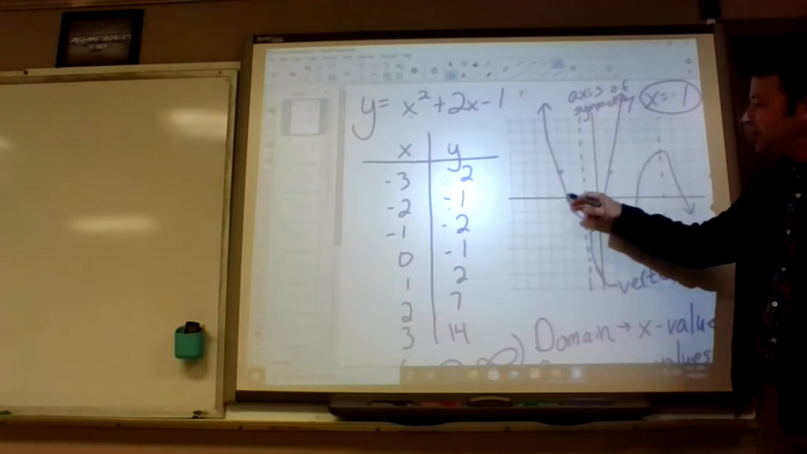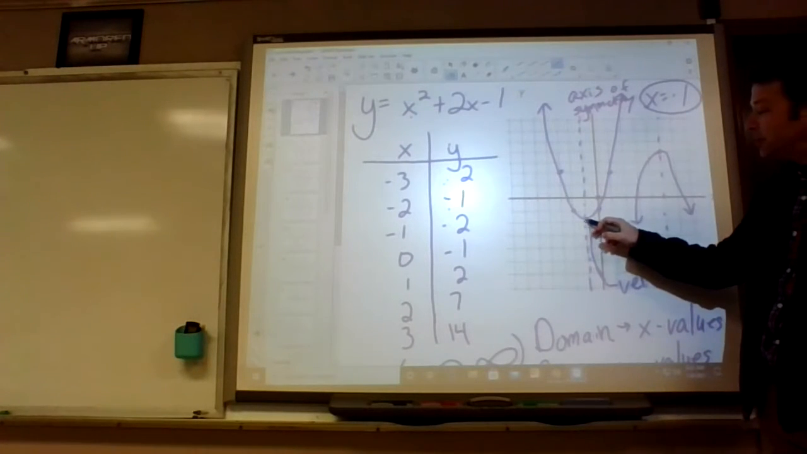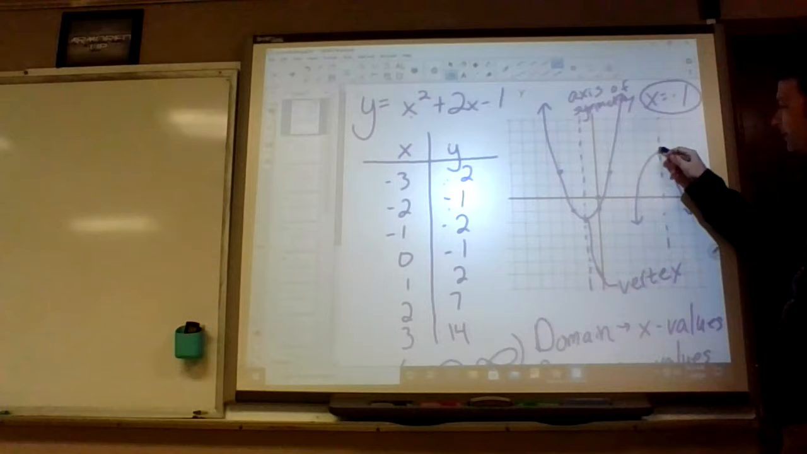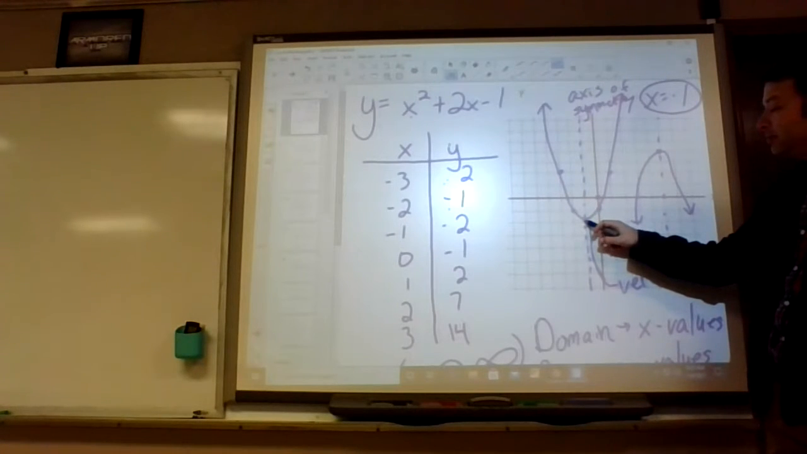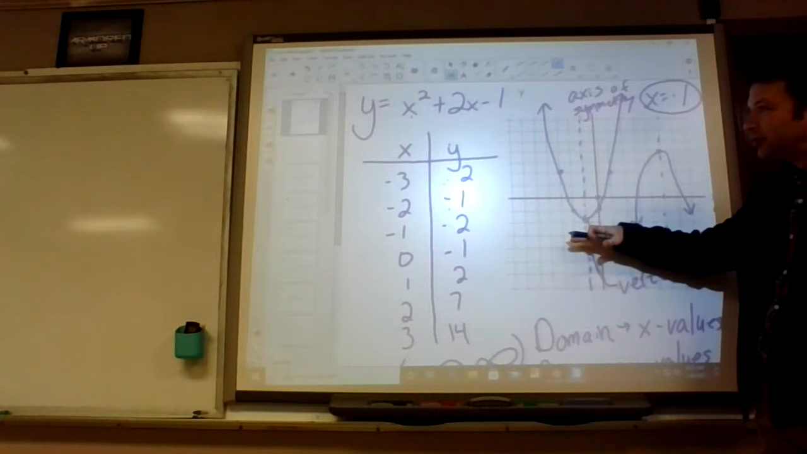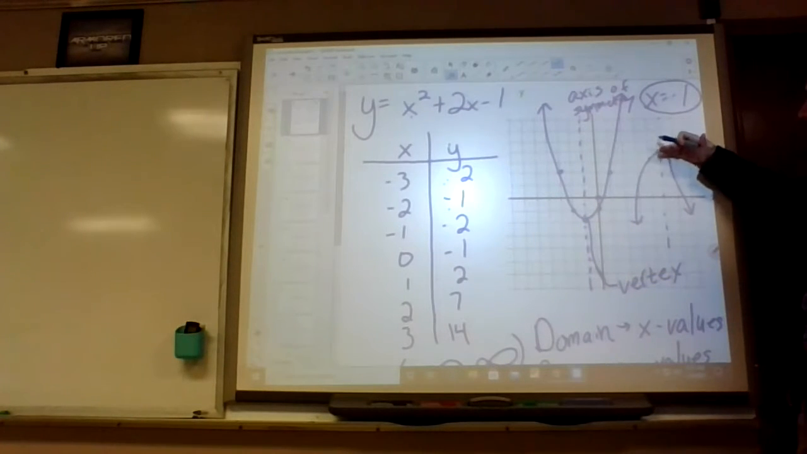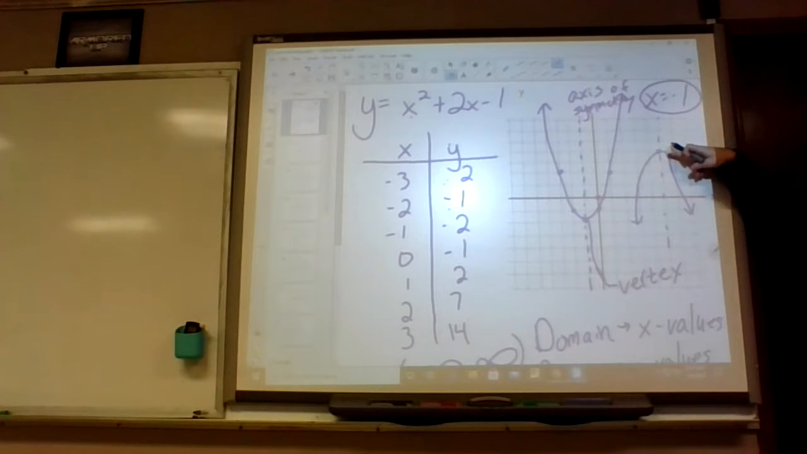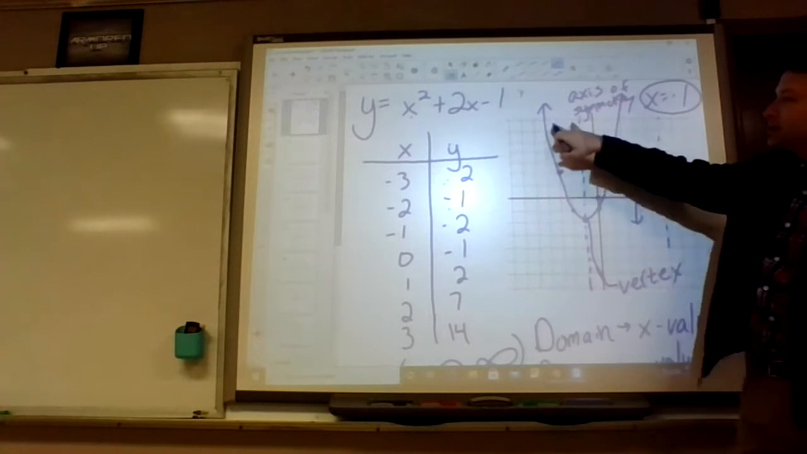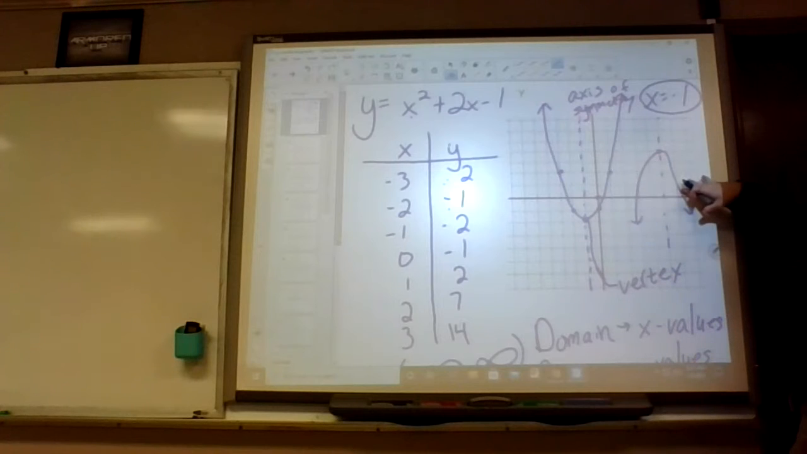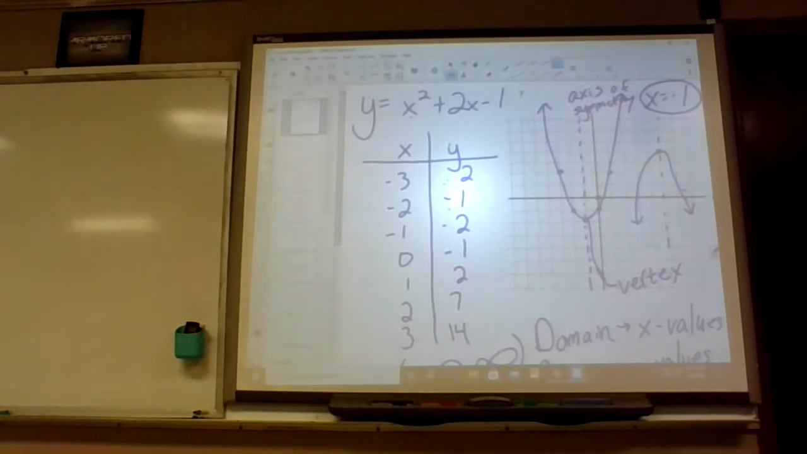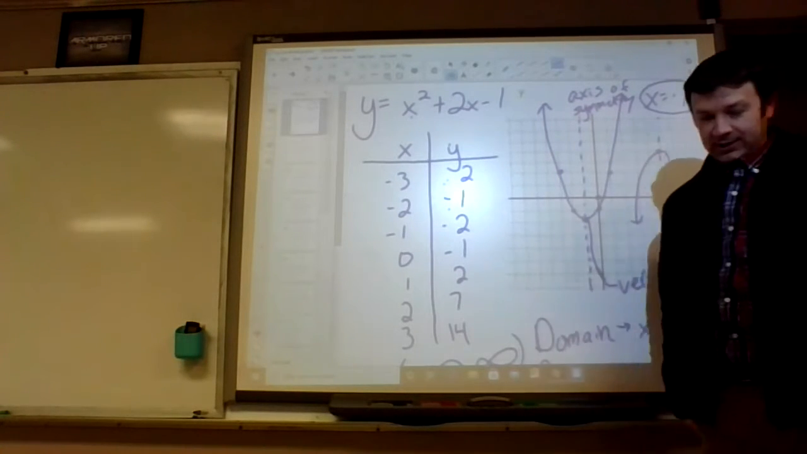If the graph is going up, it's going to have a minimum. If the graph is going down, it's going to have a maximum. So the minimum on this graph is y is -2. That's how low it goes. On this one over here, the maximum is y equals 4. This does not have a maximum, right? Because it goes up forever. This one does not have a minimum. It goes down forever. That's a little kit and caboodle.